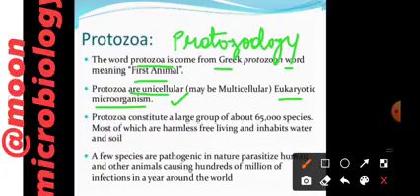So, in simple words, we can define protozoa as unicellular, eukaryotic, chemoheterotrophic, motile organisms that belong to the kingdom Protista. So, this is the definition of the protozoa.